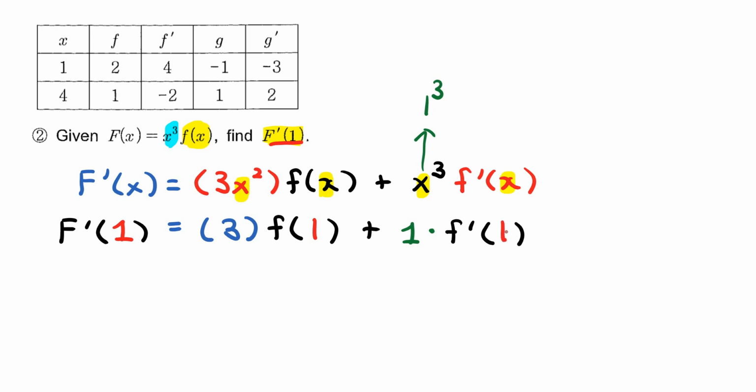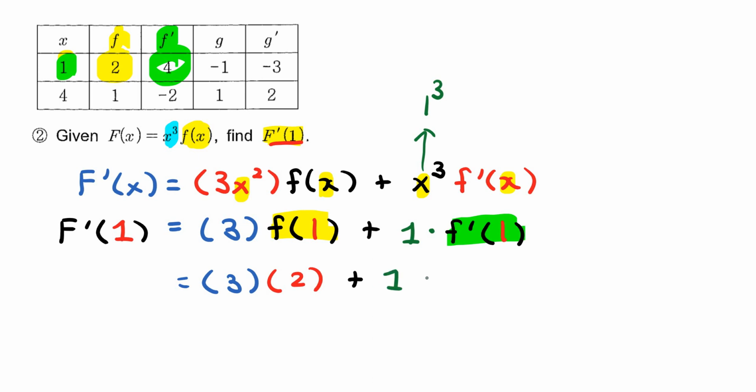Okay, now let's go to the table and see if we can figure this out. I'll put the 3 over here. Now, what is f of 1? Well, here's f, and there's 1, so f of 1 is 2. So 3 times 2 plus, and now I have f prime of 1, which is 4. So 1 times 4. Okay, and now we have a final answer of 3 times 2, which is 6, plus 4, and my final answer there is going to be 10.